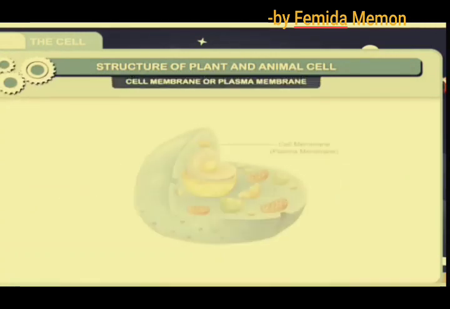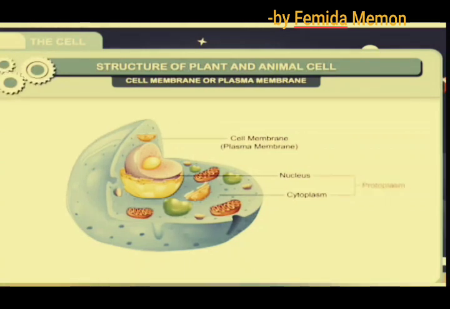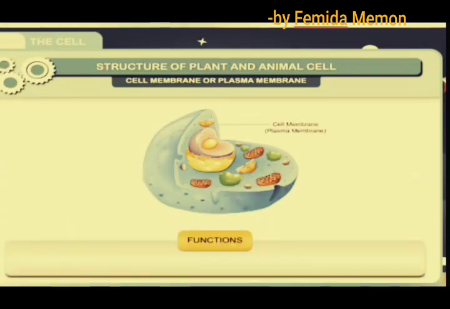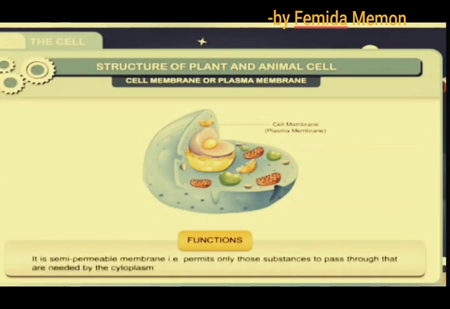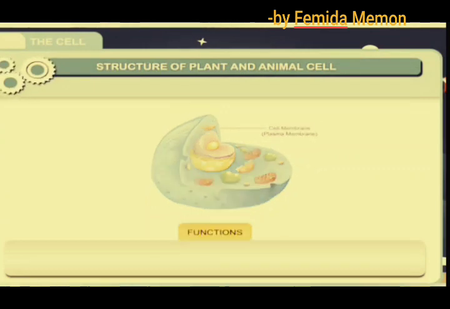Cell membrane or plasma membrane. It is a thin, transparent and flexible living membrane which forms the outer boundary of the cell. It surrounds the protoplasm. Cytoplasm and nucleus together constitute the protoplasm, and it is composed of lipids, fatty molecules and proteins. Functions: 1. It is a semi-permeable membrane, that is, it permits only those substances to pass through that are needed by the cytoplasm. 2. It protects the cell.